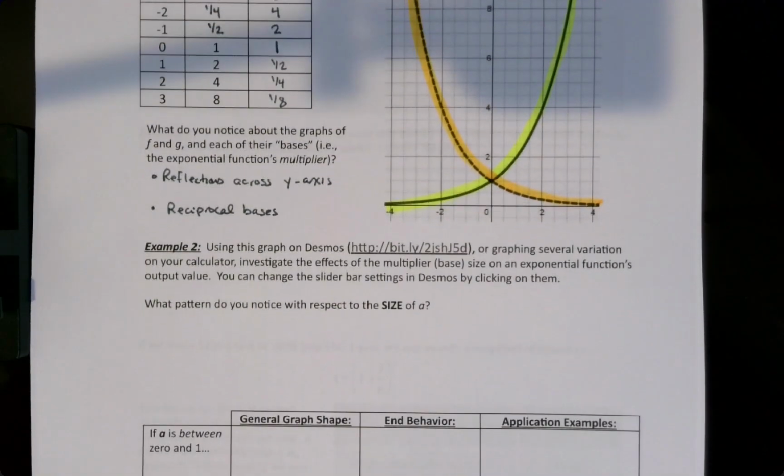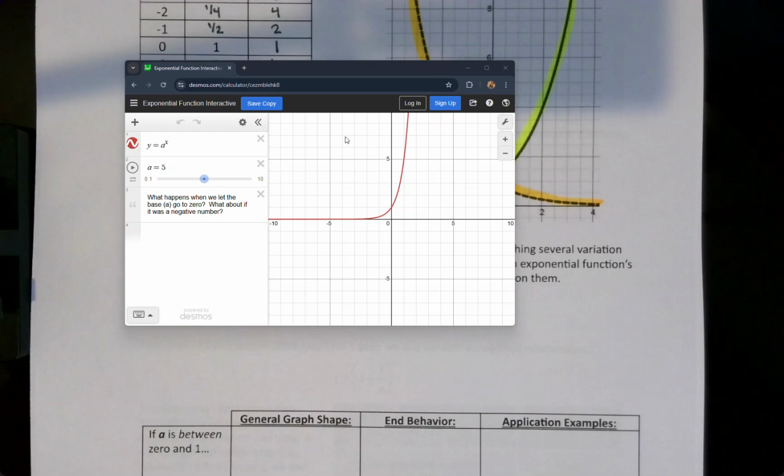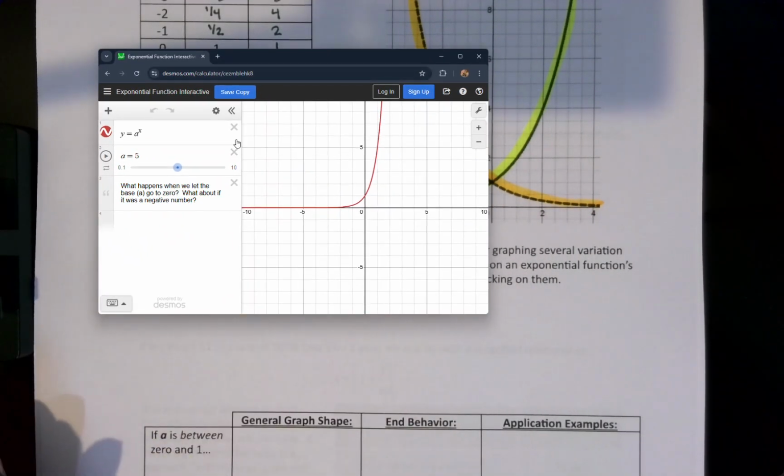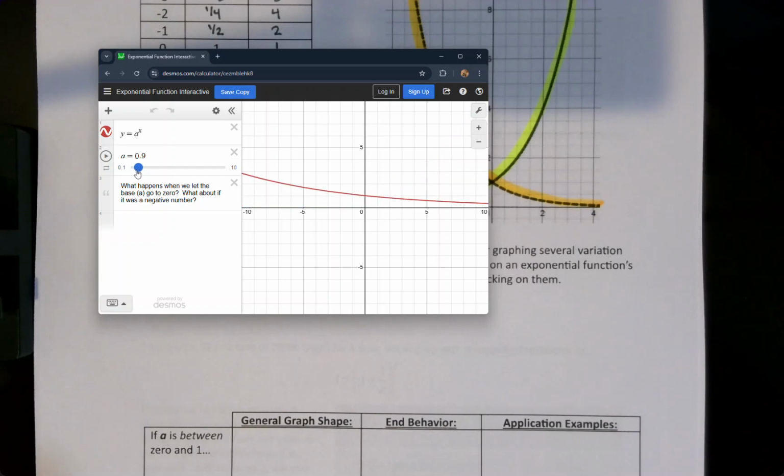All right, example 2, using this graph on Desmos. Investigate the effects of the multiplier on the size of the exponential function's output value. If you type in this link here, it'll pop up this Desmos graph. We just have a slider here that's going to show us the effects of a. So what happens as we let the base a drop towards 0? As we get closer to 1, we're going to see the graph flip. As we get closer to 0, it gets steeper on the left-hand side.